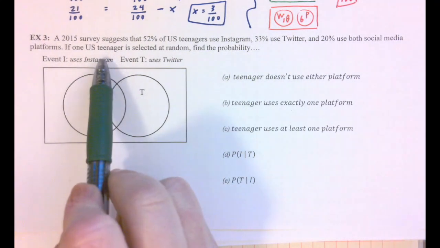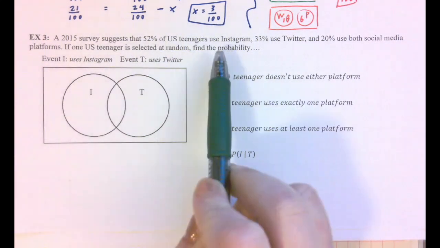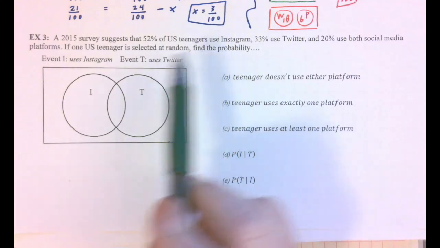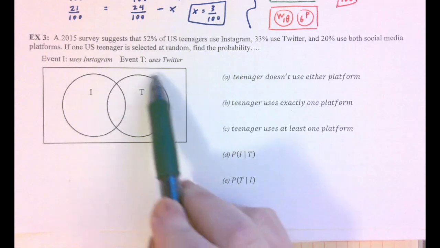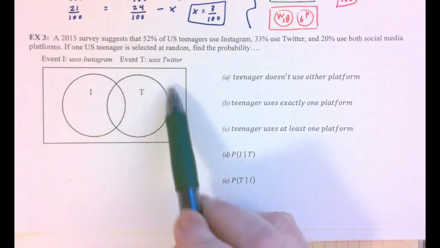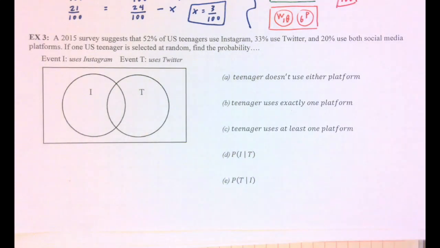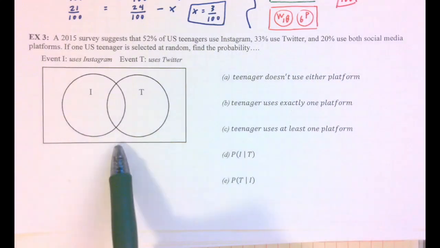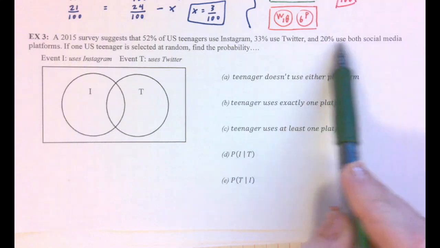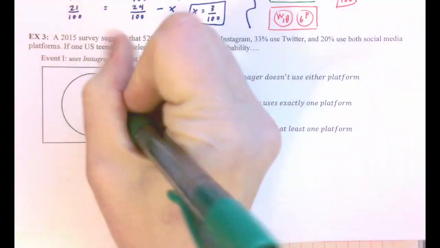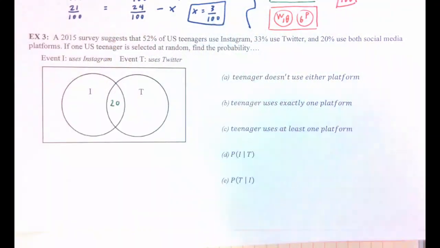If we pick one teenager at random, let's find each probability. So here uses Instagram, here uses Twitter, or I know we call it X now. I'm going to answer some questions, but let's fill in the Venn diagram first. So uses both right here, that 20% goes right smack in the middle. That's my intersection. That's my overlap.